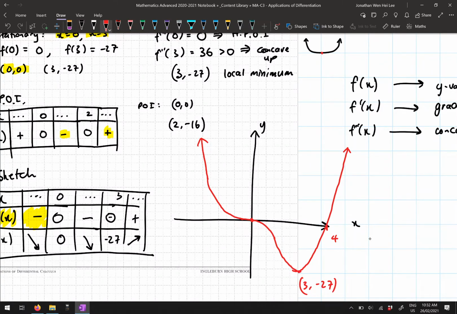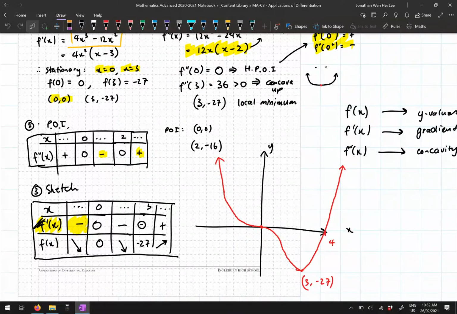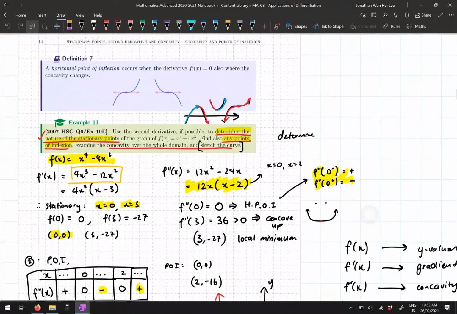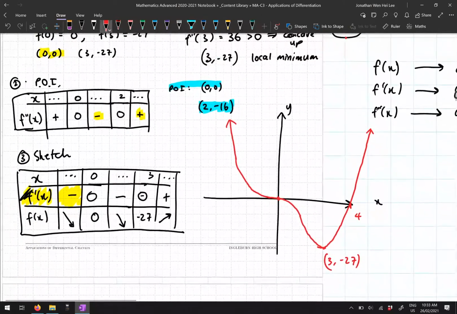There's also another point that I can put on my graph that we found from our second derivative. What was this other point that we found? What do we find from the second part of this question? Yeah, so 2, minus 16 would be somewhere around here. So here we've got 2, negative 16. Now, what does that point actually refer to?